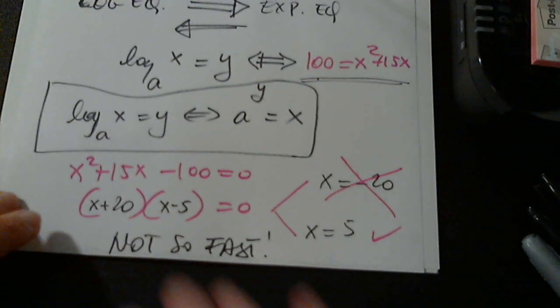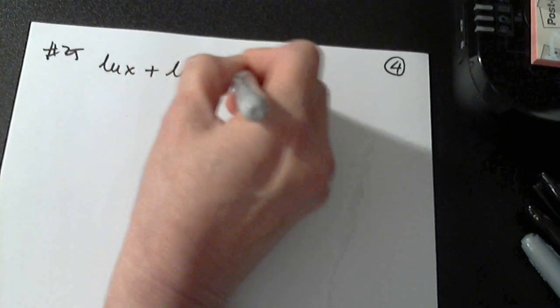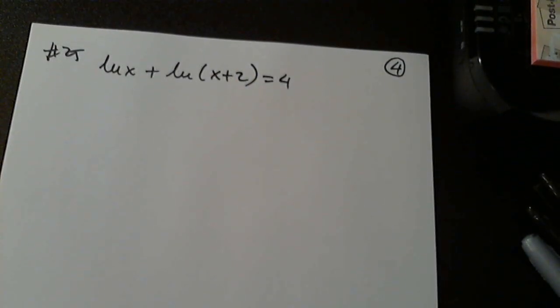Good. I think we also chose 25. Let's work on 25 and then move on. So 25, what was it? Natural log x plus natural log of x plus 2 equals 4.